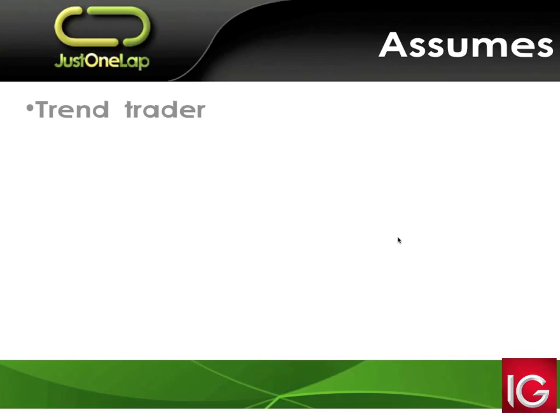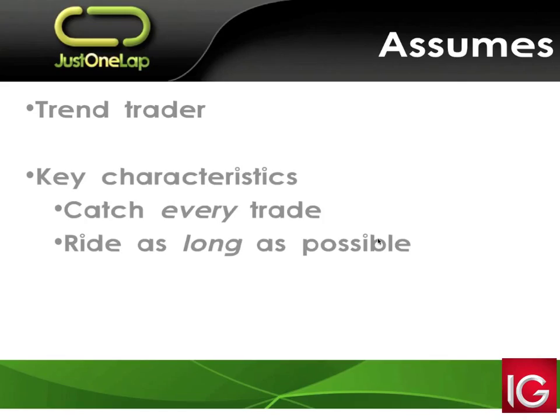And part of trading the trend is that you've got to catch every move that may become a trend, which means a lot of false trades, a lot of trades that you jump into and they simply don't ever become the trend. So we get a lot of false trades. Can we try and tweak it somehow so that perhaps we get a few less and a few slightly better quality? So it's about catching every trade and then it's about riding as long as possible.